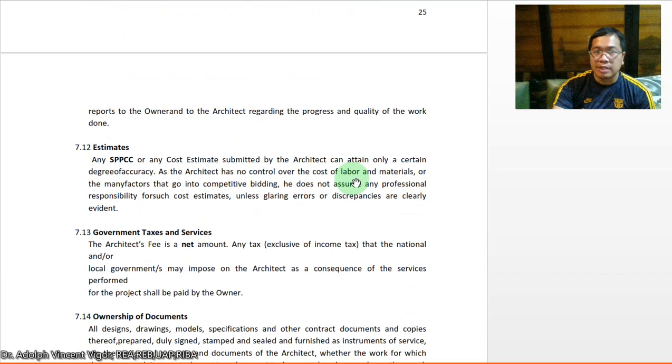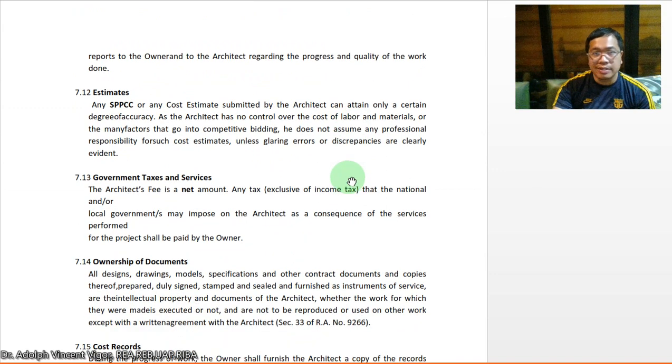Okay. Then you have here the estimates. Any SPCC or any cost estimate submitted by the architect can attain only a certain degree of accuracy, as the architect has no control over the cost of labor and materials or the manufacturers that go into competitive bidding. And he does not assume any professional responsibility for such cost estimates, unless glaring errors or discrepancies are clearly evident.